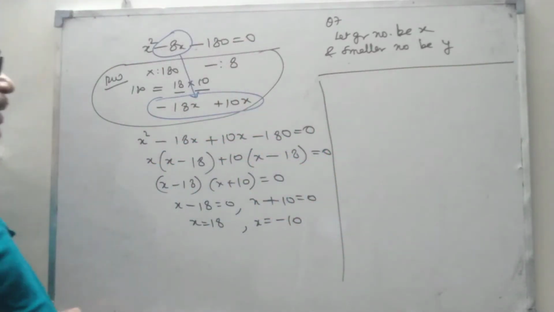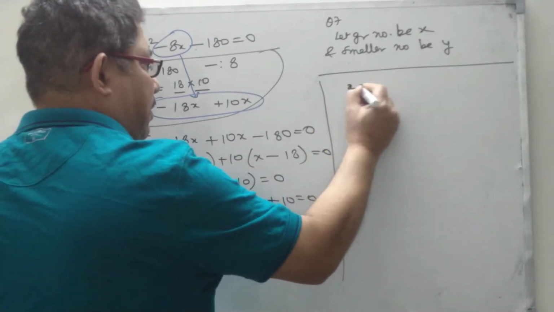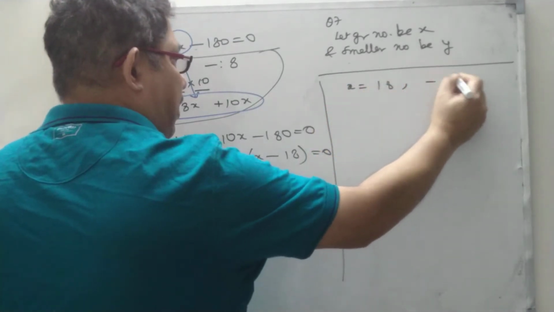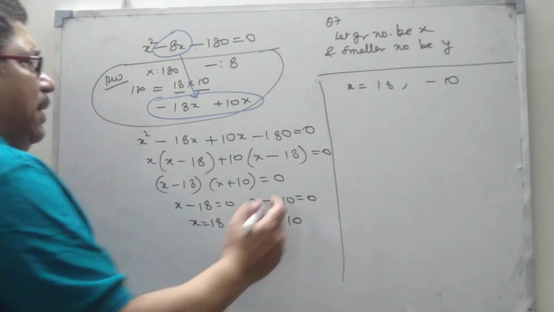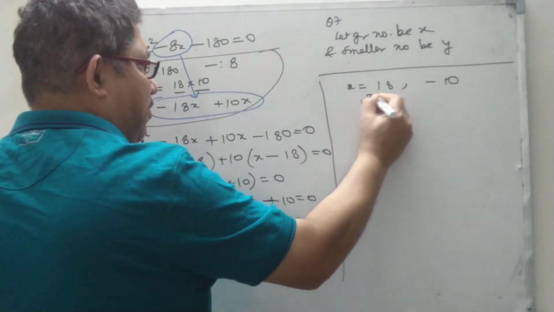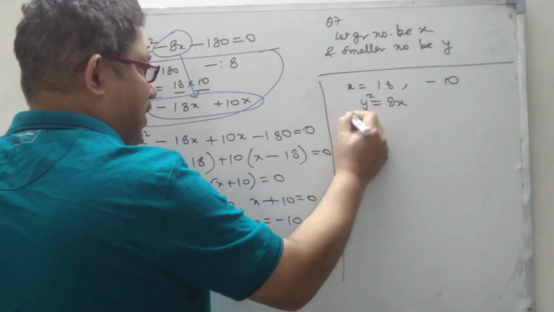x equal to 18 or minus 10. So what was y? We had written y square is equal to 8x. So we don't get y directly, but we know that y square is equal to 8x. So y square is equal to what?